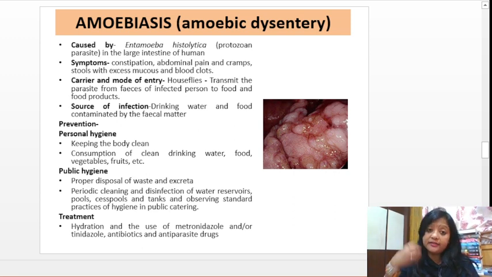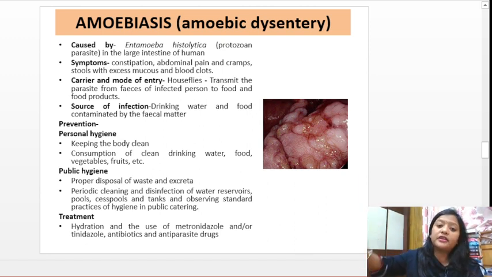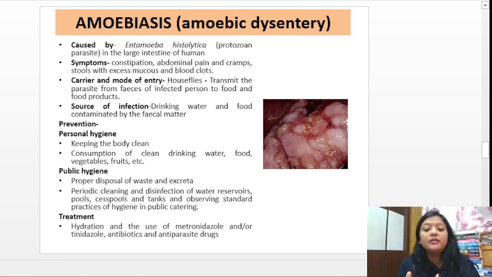When it enters our body, it will lead to excess mucus and blood clots. You will also feel constipation, and pain in the abdomen. There will be cramps. The stool that you excrete will contain blood clots, and there will be too much mucus in it. So how does it enter our body? Through the housefly. Suppose a fly was sitting on the feces of an infected person. When it flies, it will sit on food or any products which we take in, and by that it will enter our body. So basically by food and drinking water, this protozoan will enter our body.